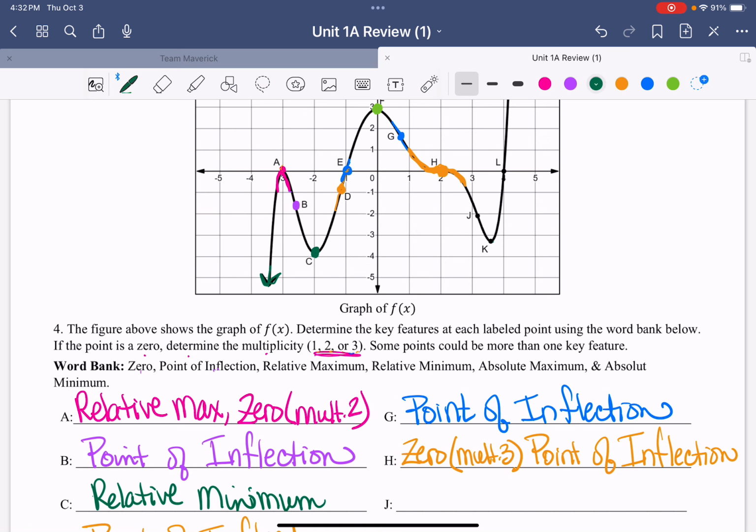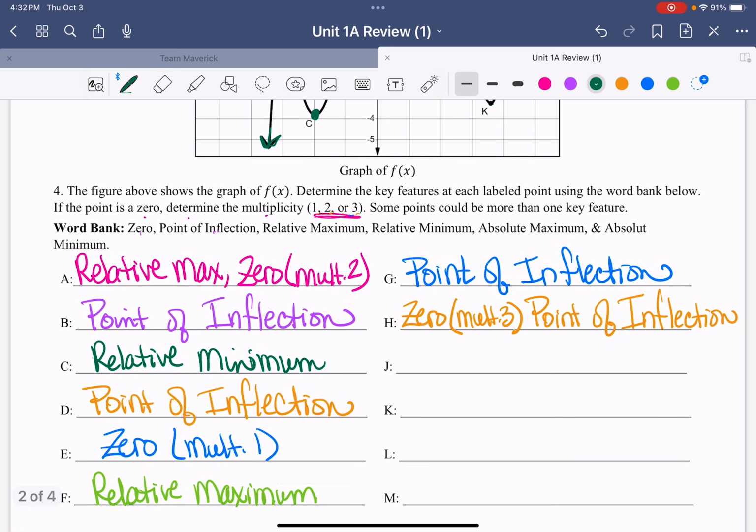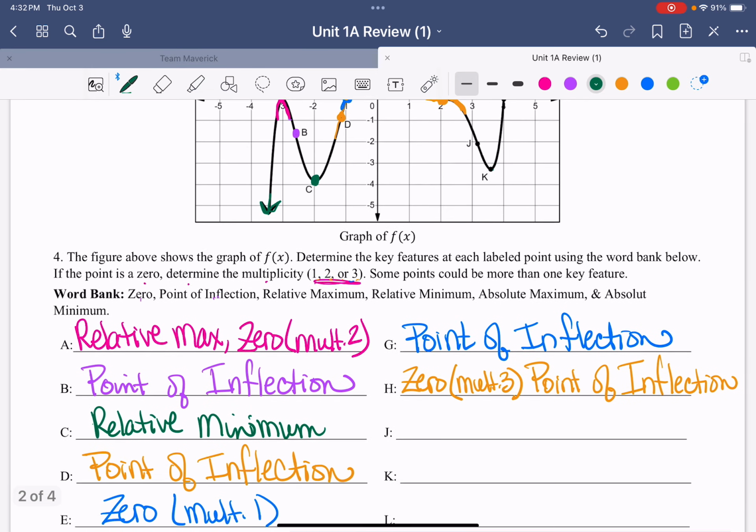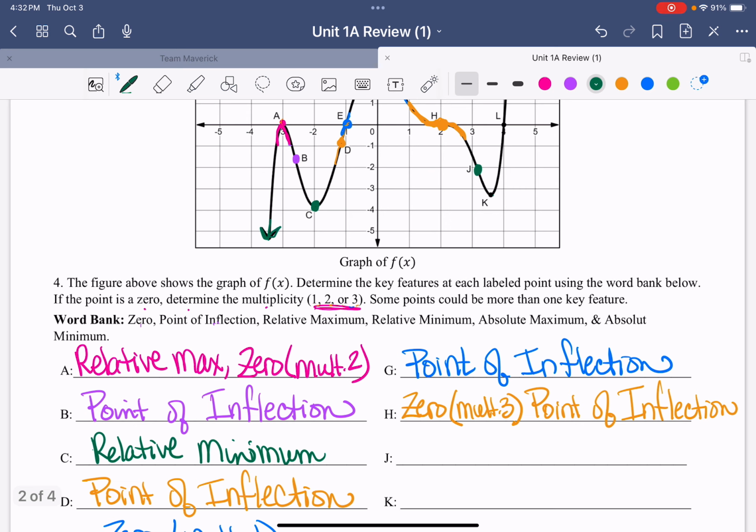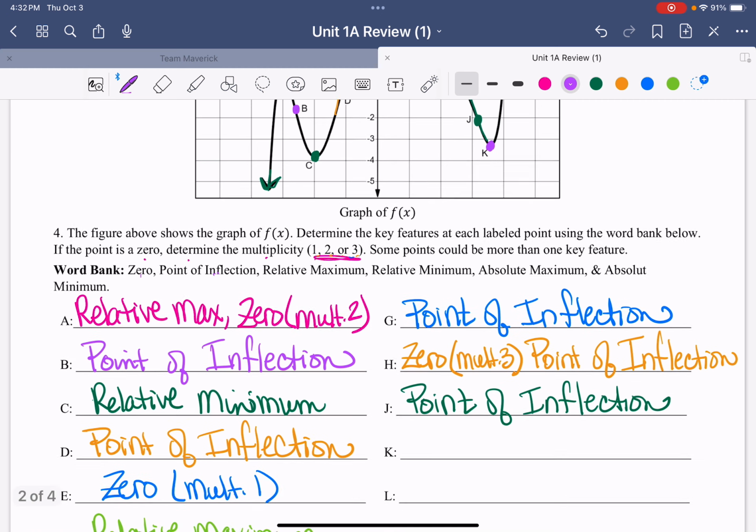All right. Then J, here's J. Again, not a max or min, not a zero, but this is concave down, then it changes to concave up. So this is also a point of inflection. Then K is right here. That is a relative minimum.